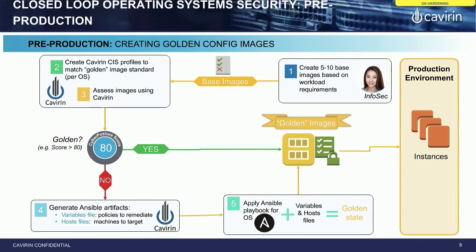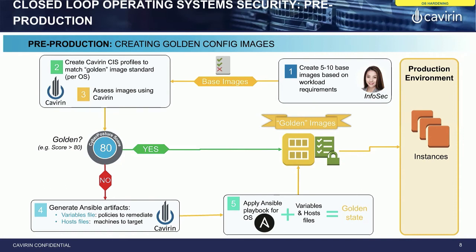If not, you would remediate them. And remediation, like I said before, involves generating a bunch of Ansible artifacts, which are really listed here. So the variables file reports the list of policies or rules or technical controls that we expect Ansible to remediate, and then the hosts file refers to the list of machines that Ansible has under its management, where we want to target remediation.